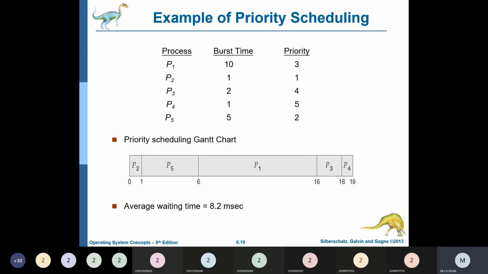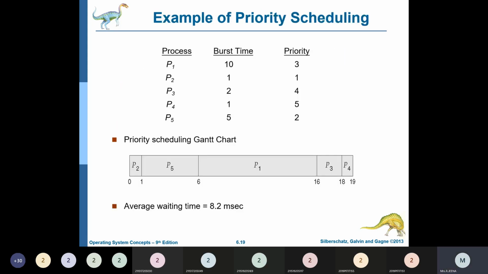P1 takes about 10 units and ends at the 16th unit. And again 4, which corresponds to P3. So P3 arrives and completes its 2 units and ends at 18. At last, the 5th priority is given to P4. So it comes at the last and completes its process. Similarly, like we saw in the previous sums, the average waiting time is calculated and it is 8.2 milliseconds.